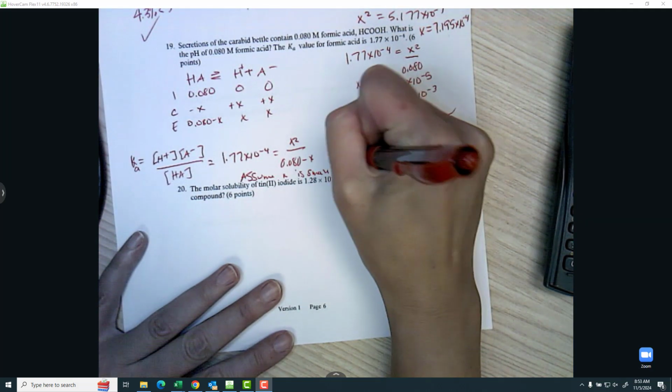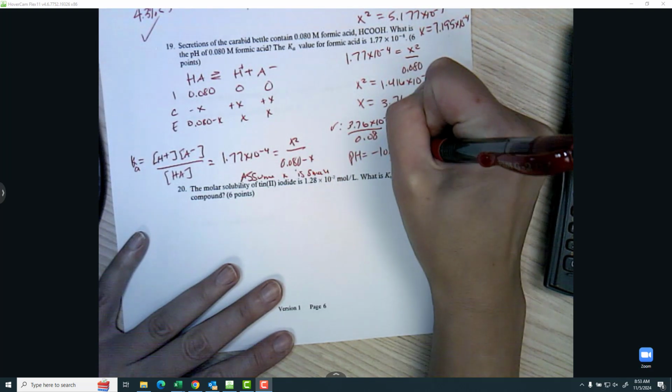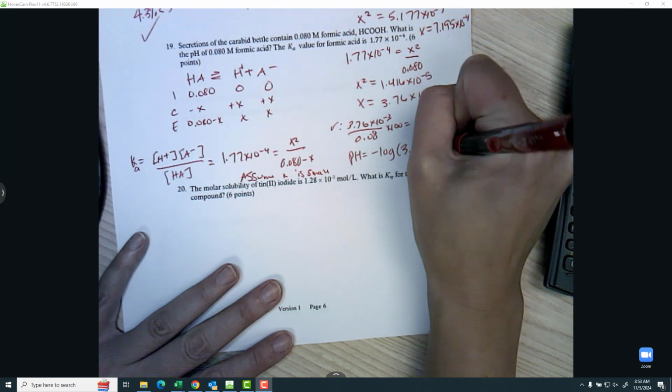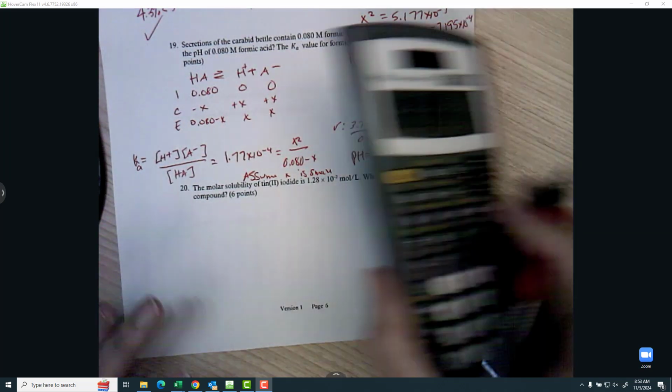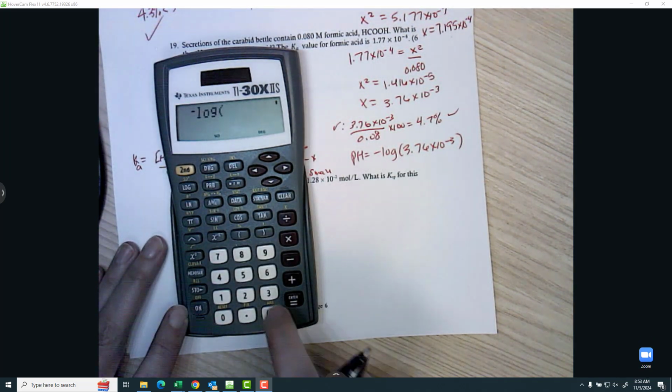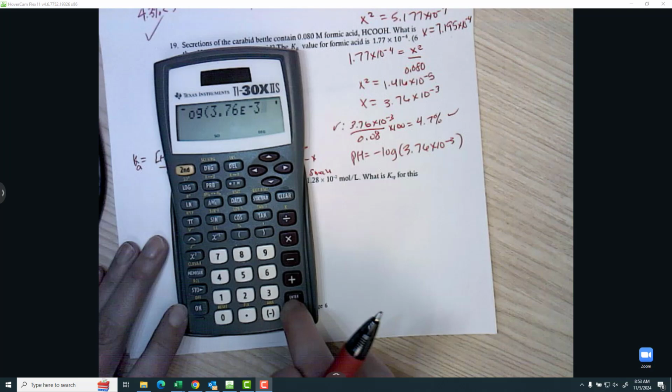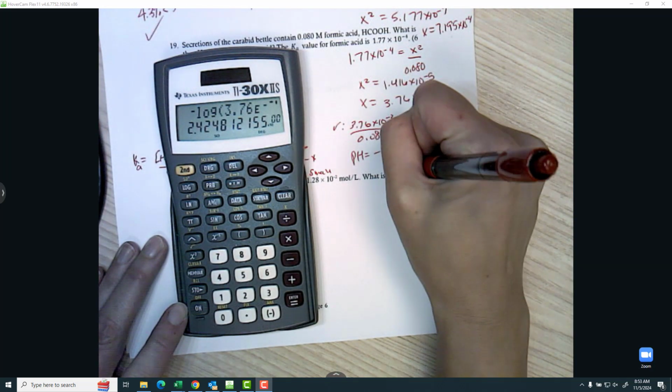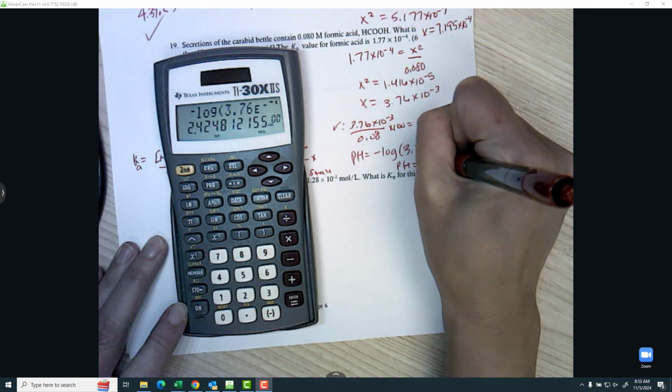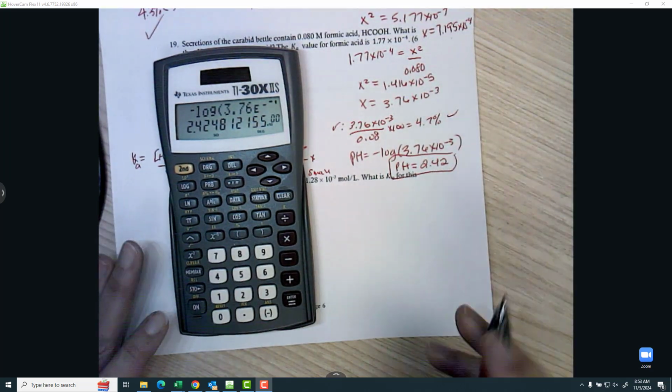And then I can just do minus the log. And this time I'm doing minus the log of H plus, which is x, so it'll just be minus the log of x is my answer. No subtracting from 14 this time. 2.42.